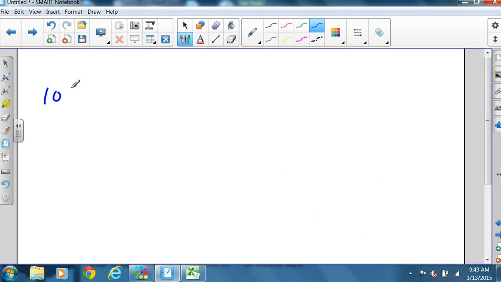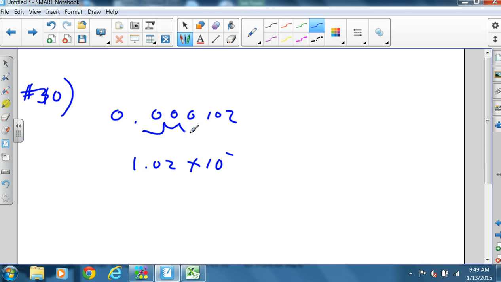And again, I could do that on my calculator if I really wanted to. I got 0.000, are there 3 of them? 1, 2, 3, 102. And I want to write in scientific notation 1.02 times 10 to the minus 1, 2, 3, 4.